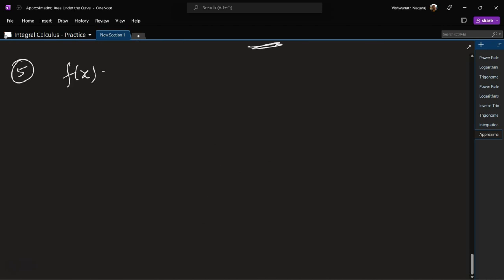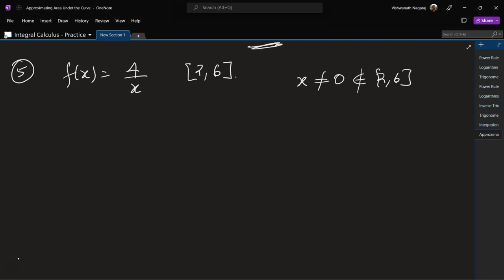Okay, f of x is equal to 4 by x in the interval 2 comma 6. Now here you have to be careful, right? Because x is in the denominator, x cannot be equal to 0, right? And this 0 should not belong to 2 comma 6, right? So be careful about that. Now since 0 does not belong to 2 comma 6, we are perfectly fine with this.